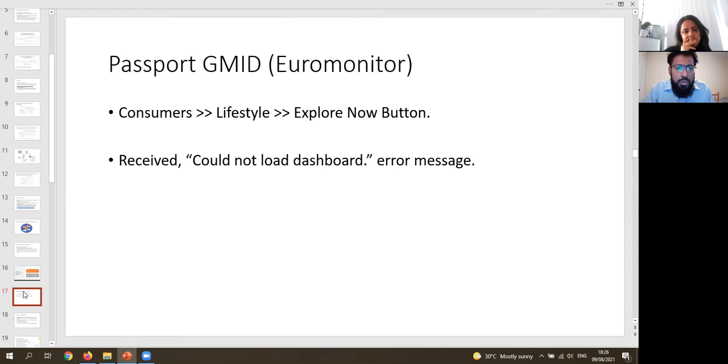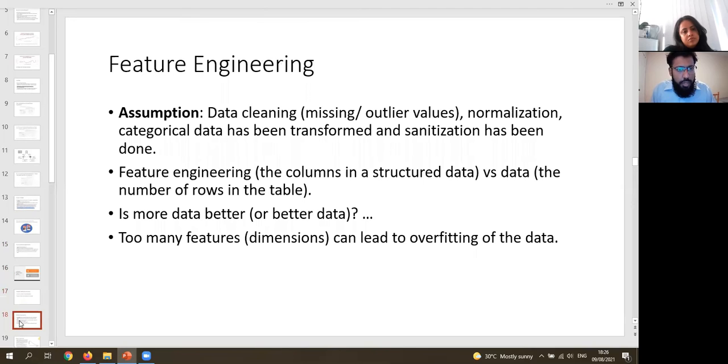But if you want to look at the information, go to the consumer link first of all, then lifestyle, and click on the Explore Now button. Okay, so they have a lot of options and a lot of buttons to click on. Okay, so until this point, I've talked about the database. How can you get the data?